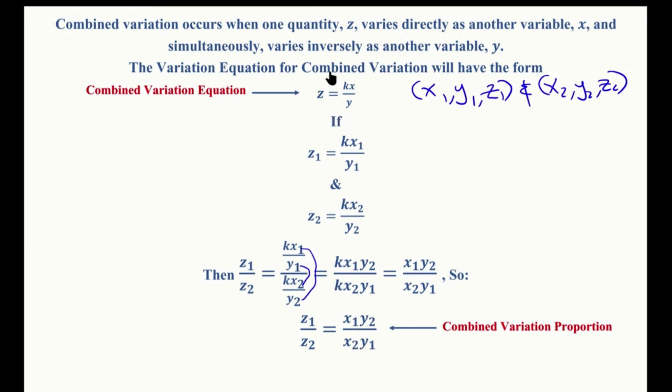This is called the combined variation equation. This is called the combined variation proportion.